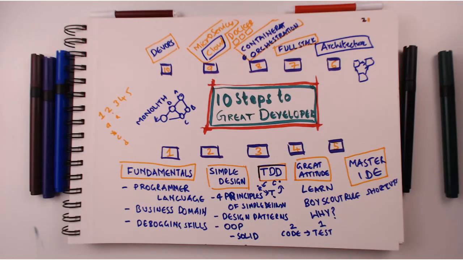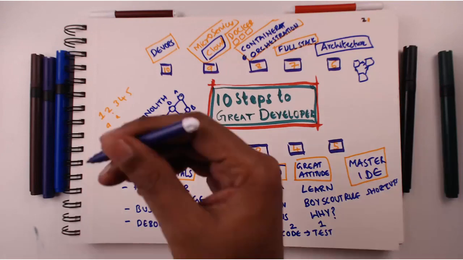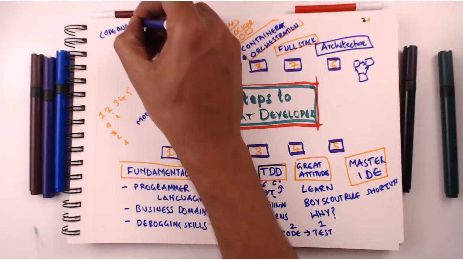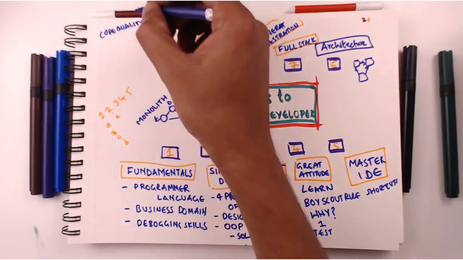Now, what are the important things that you need to do to make DevOps possible? One of the most important things is code quality. You need to write great code. So code quality should be awesome, right? So we already talked about 4 principles of simple design. We already talked about test-driven development.